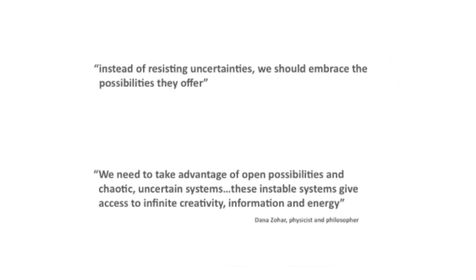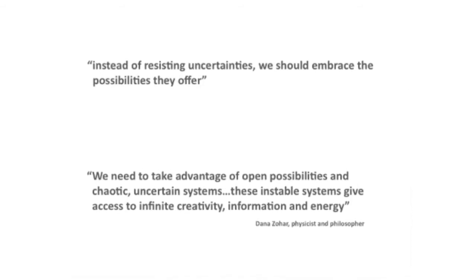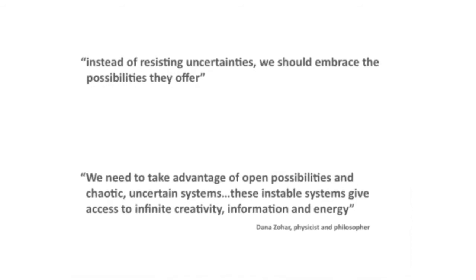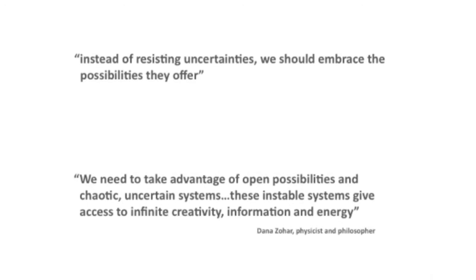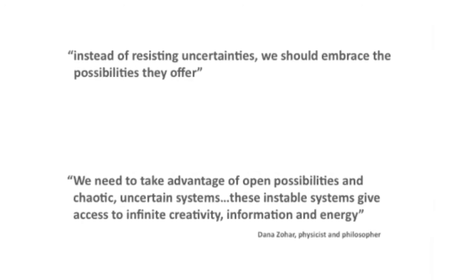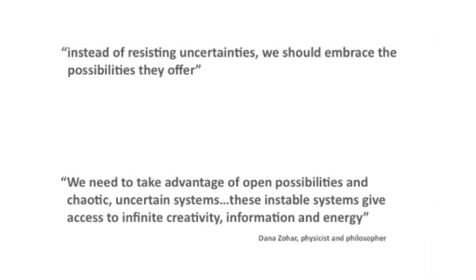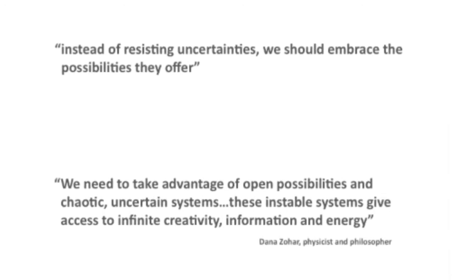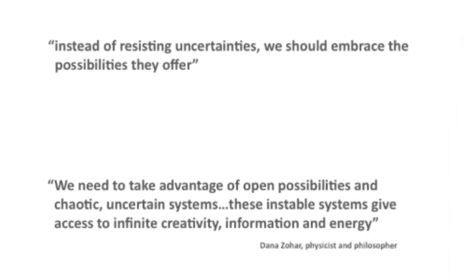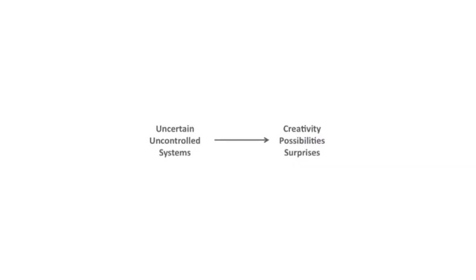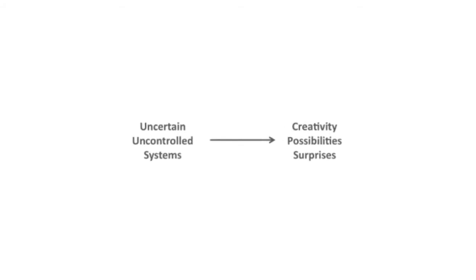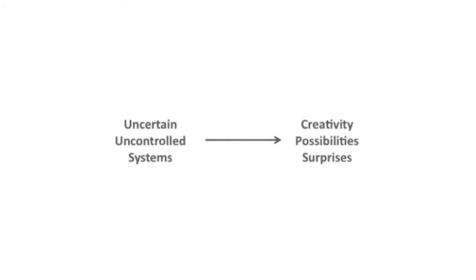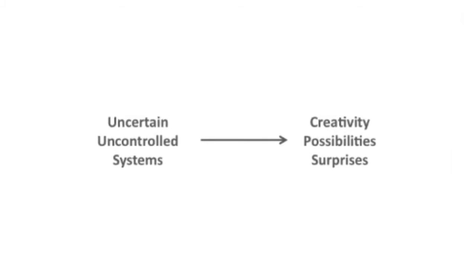And another philosopher, Danah Zohar, added that we need to take advantage of open possibilities in chaotic, uncertain systems, because these unstable systems give access to infinite creativity, information, and energy. So my conclusion was that I need to embrace a certain amount of uncertainty and lack of control in order to get creativity, possibilities, and surprises.